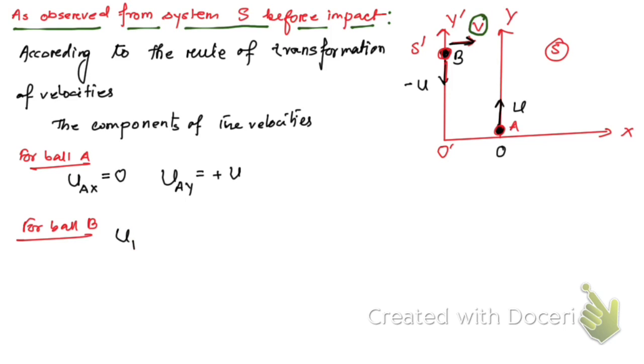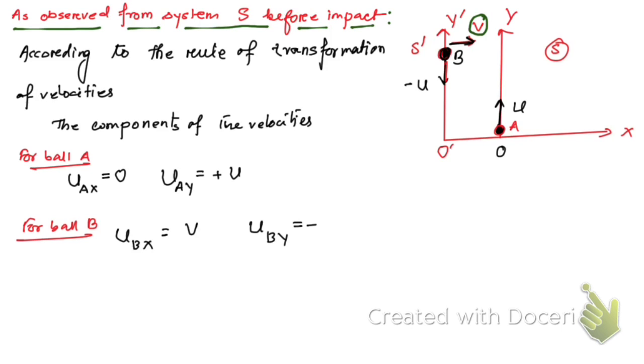So UBX along the x-axis is V. That means this frame is moving towards X, because no additional velocity is given to B. This is the velocity. This is just allowed to fall in this system. As the system is moving forward, it will also be moving forward with the velocity of the frame. Now along the y-axis, its velocity will be UBY.